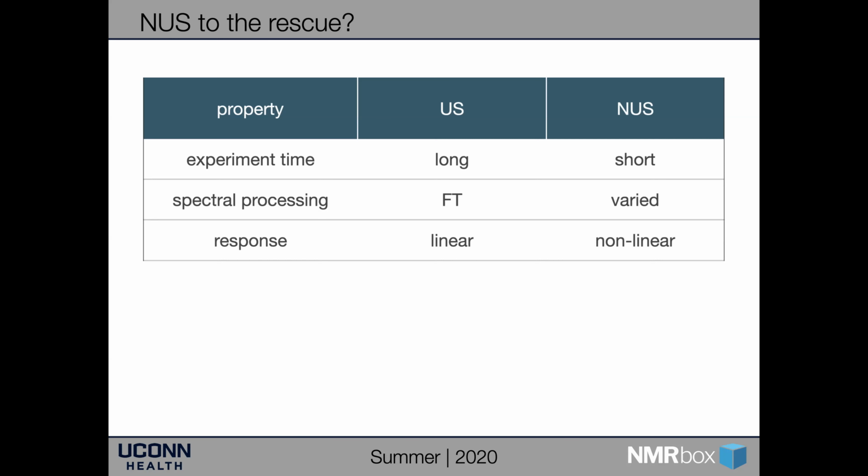The Fourier transform is a linear function. We know how it handles input data, signal, and noise. The notion of signal to noise ratio makes sense. With nonlinear reconstructions that come from non-uniformly sampled data, that becomes a bit more complicated.